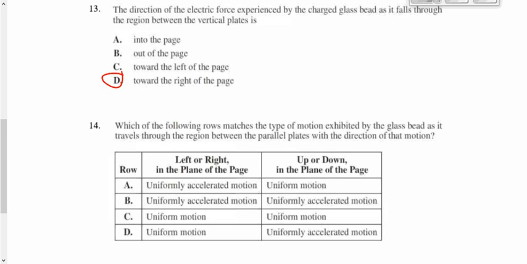Left or right? We experience an electric force to the right. Is that going to be uniform motion, which is constant velocity, or is that going to be accelerated motion? It's accelerated motion, uniformly accelerated motion to the right. And what about up or down? We experience a force of gravity down, which is going to cause this glass bead to accelerate downward. So both of them are going to be uniformly accelerated motion.